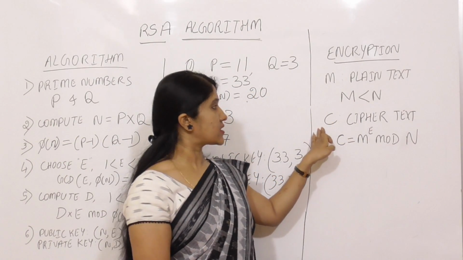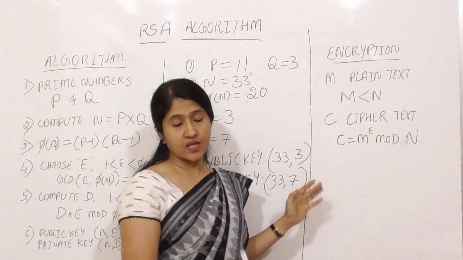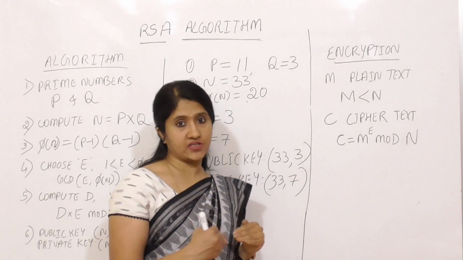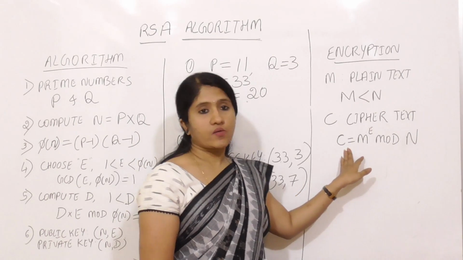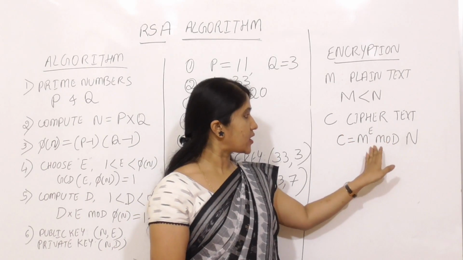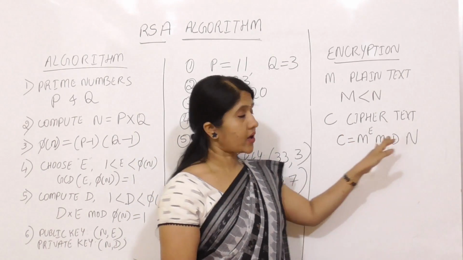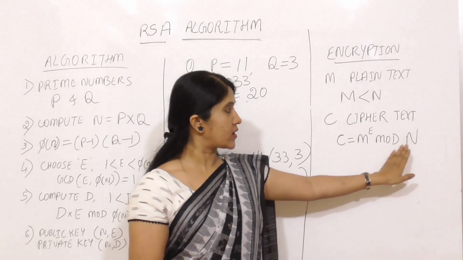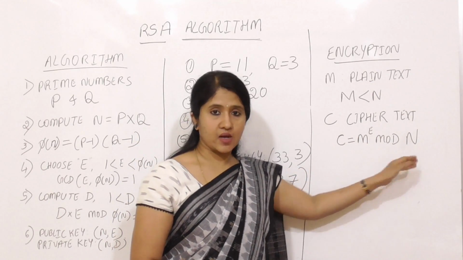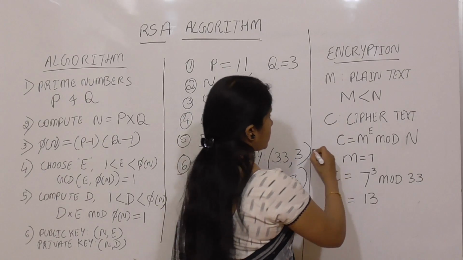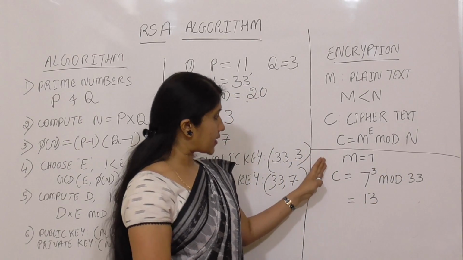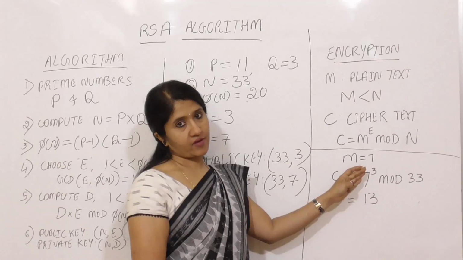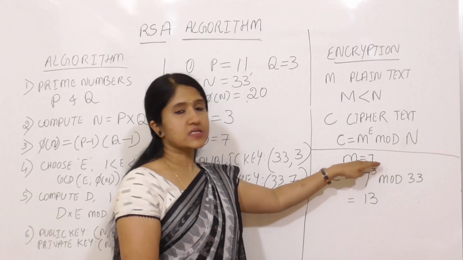And then C is the cipher text. Cipher text means the encrypted text, right? So the cipher text C is equal to M to the power of E mod N. M to the power of E mod N. Here is the example. So till now, this is my encryption algorithm, right? So now let me consider M as 7. I want to encrypt the message 7.